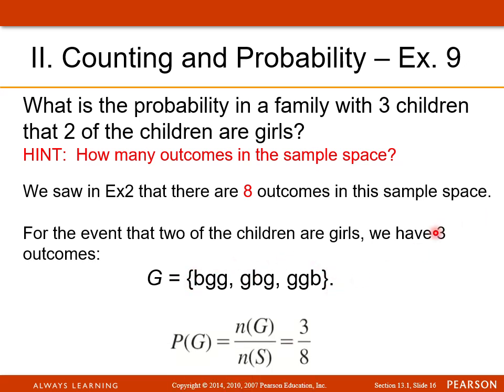To find the probability, we take the number of outcomes for getting 2 girls, which is 3, over the number in the sample space, which was 8. So 3 out of 8.